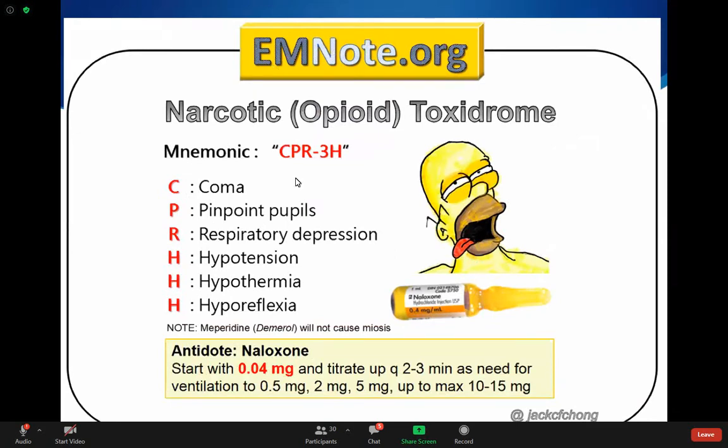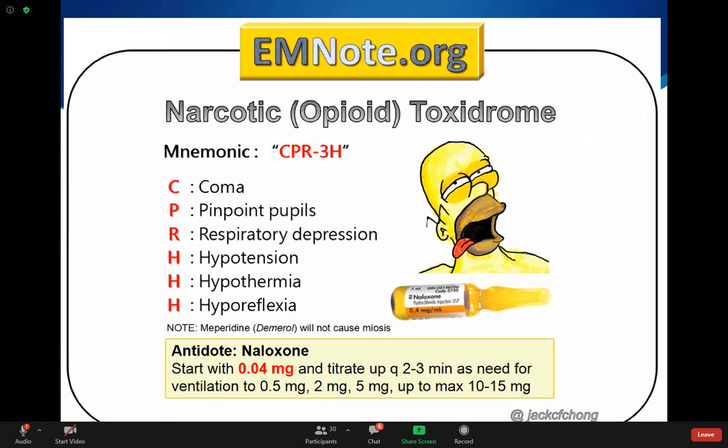So you probably know about this, narcotics or opioid toxidrome. Here patients will come with what? The most important clinical feature of opioid toxicity is decreased respiratory rate. And that's what kills the patient. They stop breathing and they die. So you have to recognize this.